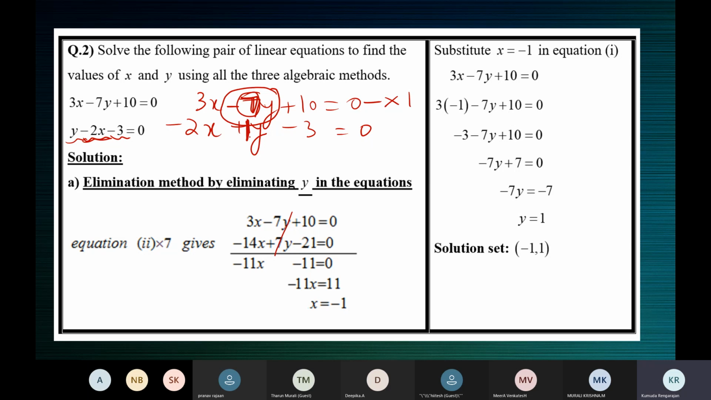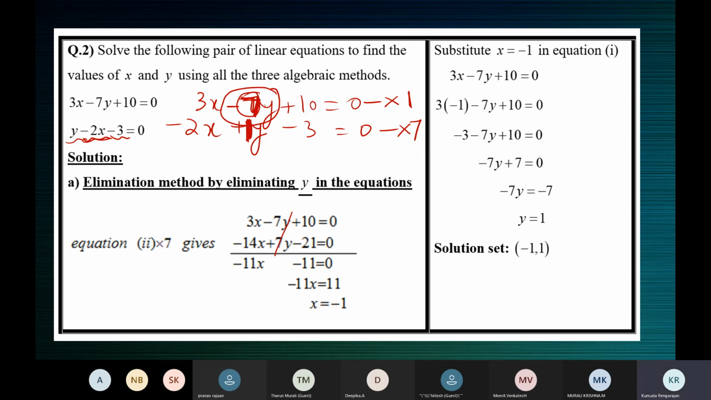Now this coefficient 1 should become 7. That is, the coefficients must be equal to the LCM. We already have 7 in the first equation. In the second equation, it is 1. So 1 into 7 will give you 7y. So it's like you're multiplying the first equation by 1 and the second equation by 7.